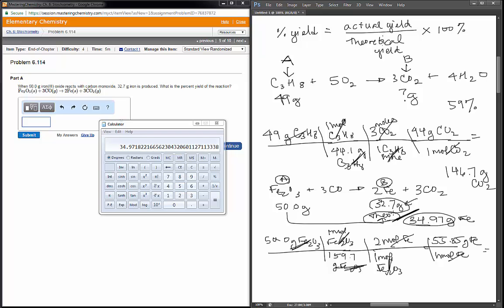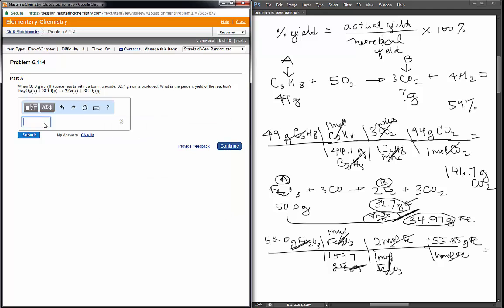Here's what we actually got, 32.7 grams. They gave us that. So to calculate the percentage yield, 32.7 divided by 34.97, that gives us a fraction of 0.935. We just multiply that by 100 to make it a percent, 93.5%.